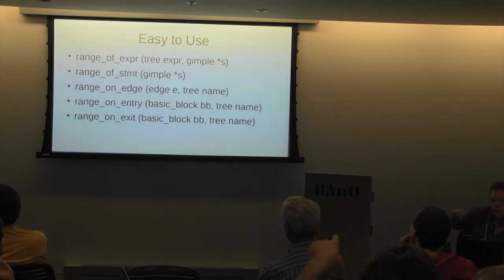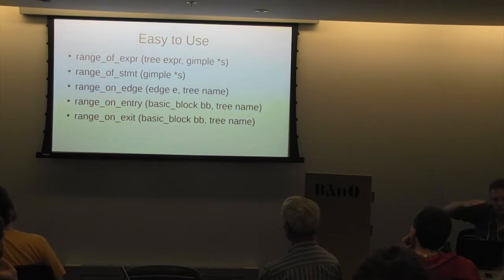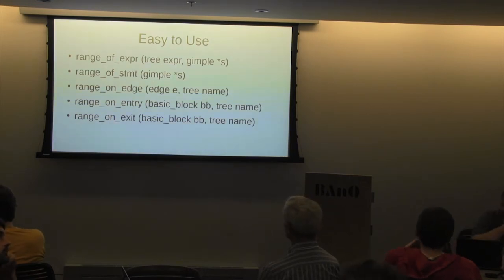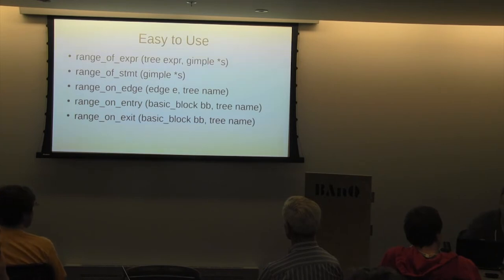So is it before the statement mentioned there? Yes, before the statement is executed. Range of statement tells you what the result of the statement is. With range on edge, you can ask what an SSA means on entry to a block or on exit from a block. On exit from a block would be just before the branch. So one of the things this replaces is the assert expr craziness we have in the old VRP pass. We can get all that data that lives in assert exprs, but outside of the VRP pass, without building any infrastructure whatsoever.